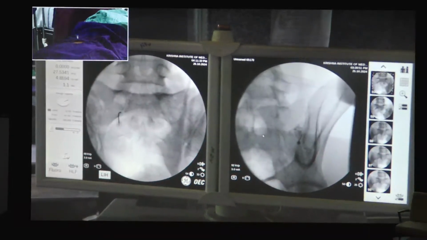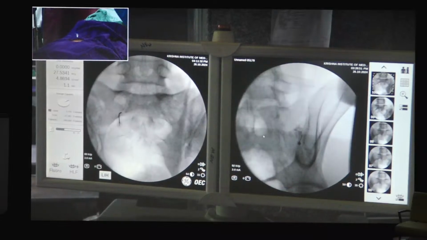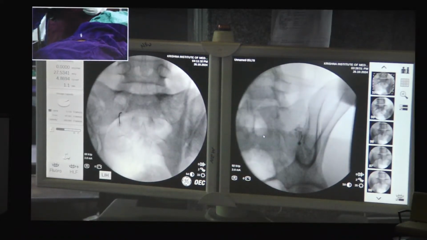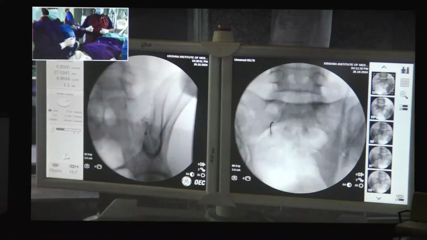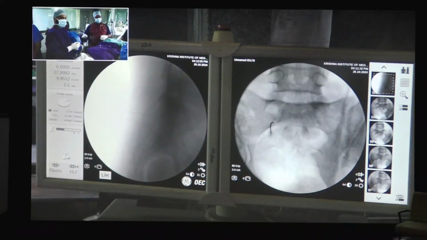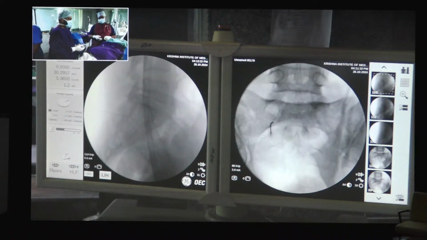Table height, table up. Since we cannot see the whole length of the needle, we just see the point of the needle since it's an out of plane technique. So once we hit the upper part of the sacral foramina, then we take a shoot. Table up. So we have almost entered the upper part of the foramen. So I'll just enter a little more.